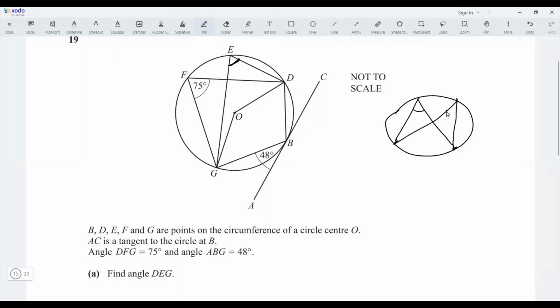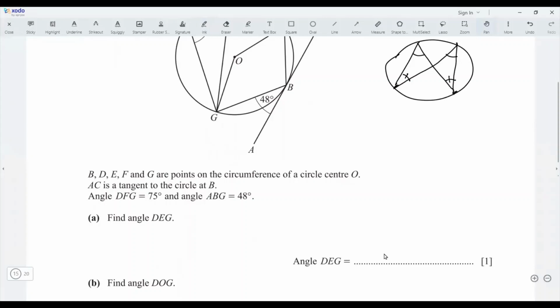So this angle must be equal to this, and similarly this angle must be equal to this. So if this angle is 75, then angle B must also be equal to 75 degrees. So we can write it down directly, it carries one mark. So 75 degrees is the final answer for this.